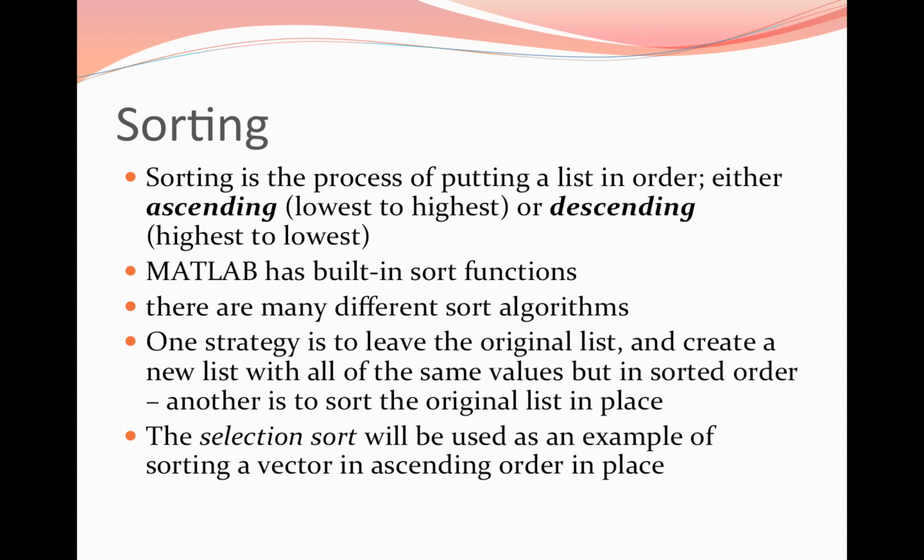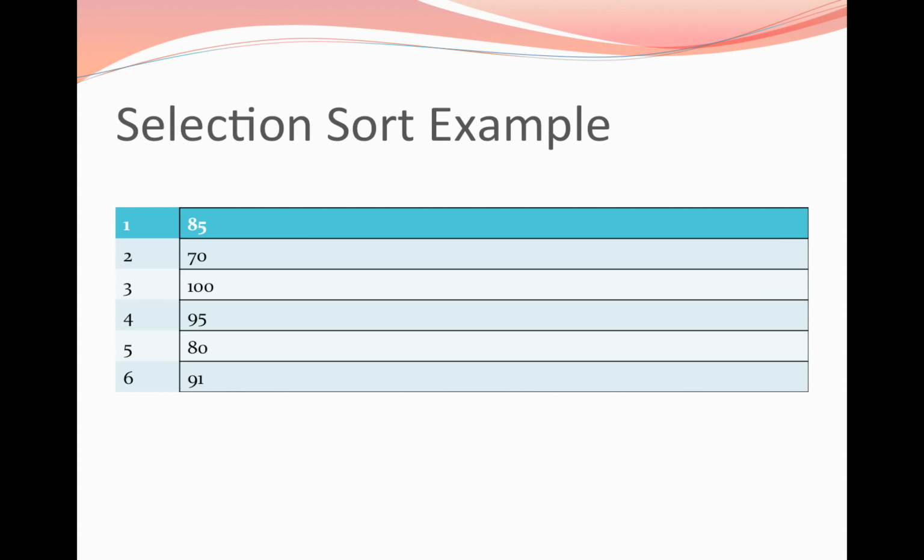One strategy is to leave the original list and create a new list with all of the same values but in sorted order. Another strategy is to sort the original list in place. The selection sort will be used as an example of sorting a vector in ascending order in place. So this is going to be an example of the selection sort.